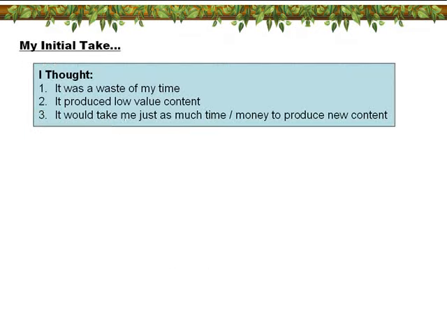So my initial take on article spinning as a whole, and I'm wholly admitting this, is that it was a waste of time. It produced low value content. If you used some of the early article spinners, they would go through and automate the process, and they would just switch out adjectives or change out nouns for other nouns, and then you go back and you read it, and ultimately, it wouldn't make sense.